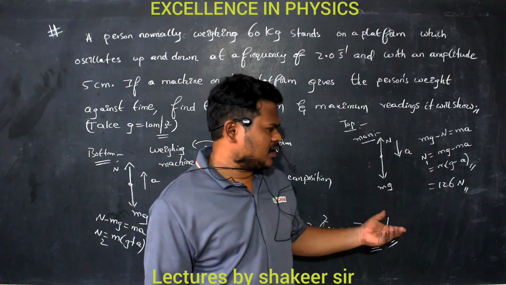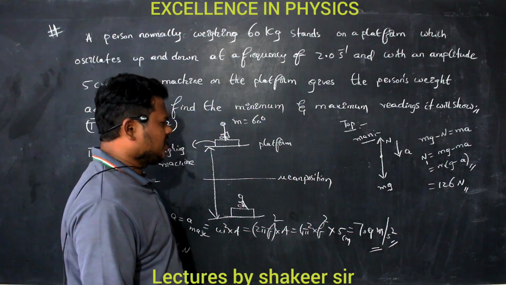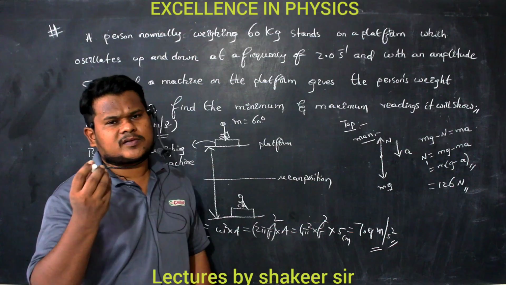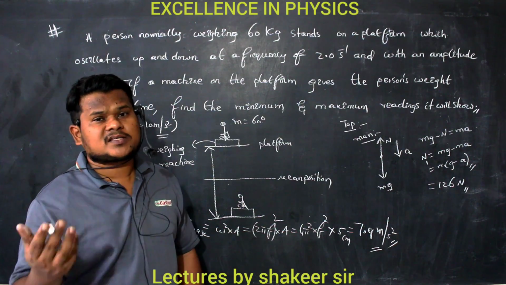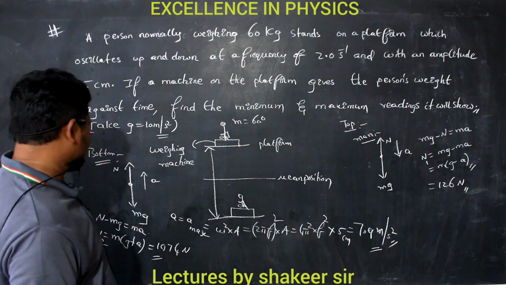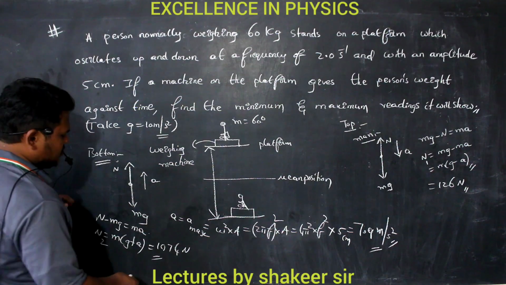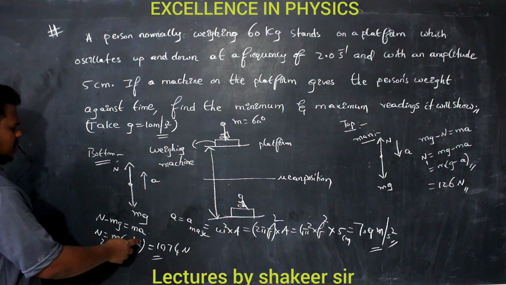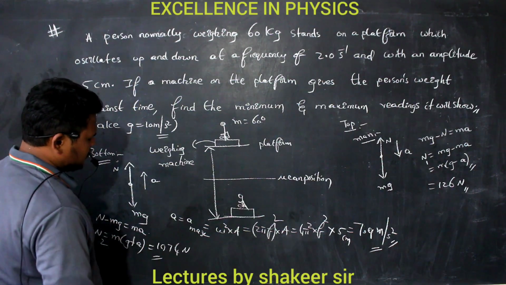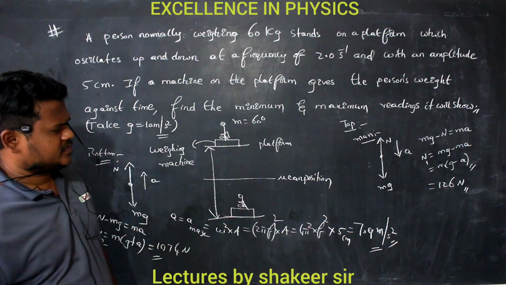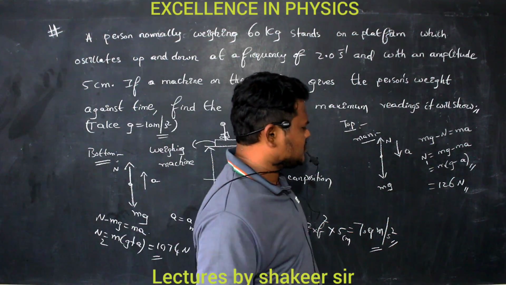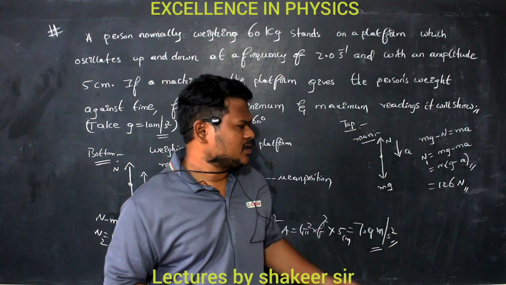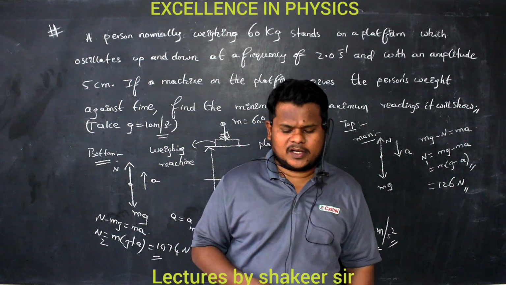Clear? But we have always studied that weighing machines show normal reaction in terms of kg force, that is, the mass they will show. So how can I convert the readings in terms of mass? Just divide 1074 by 10, then it is equal to 107.4 kg. And similarly, 126 divided by the g value, which is 10, so the reading shown will be 12.6 kg. Clear? That's all.